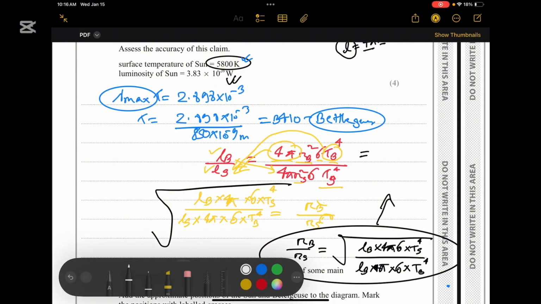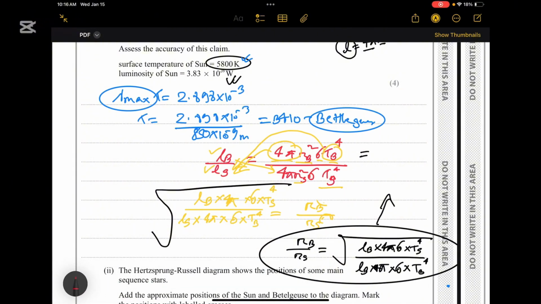Now what we can do is we can remove all the constants. This 4 pi sigma is a constant, this 4 pi sigma is constant. So the formula will be radius of B divided by radius of sun is equal to root over luminosity of B divided by luminosity of S, into temperature of S to the power of 4 divided by temperature of B to the power of 4.